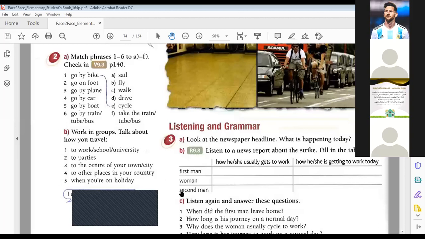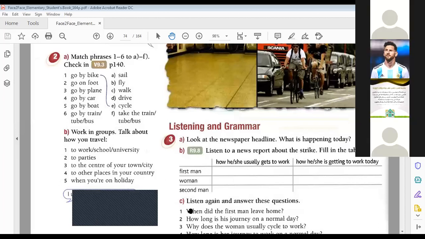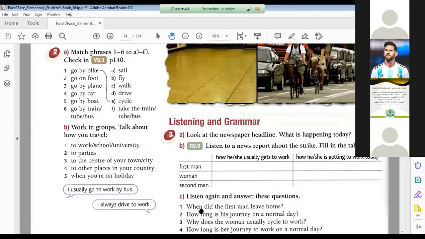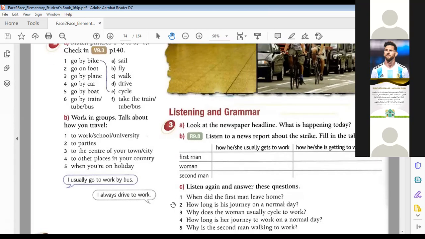Okay, let's check our answers again. So I think our answers are correct, right? So when did the first man leave? We said 6:15. How long does his journey take on a normal day, the first man? 40 minutes. And today, how long is it taking him? More than 3 hours, right? He's still stuck in traffic.